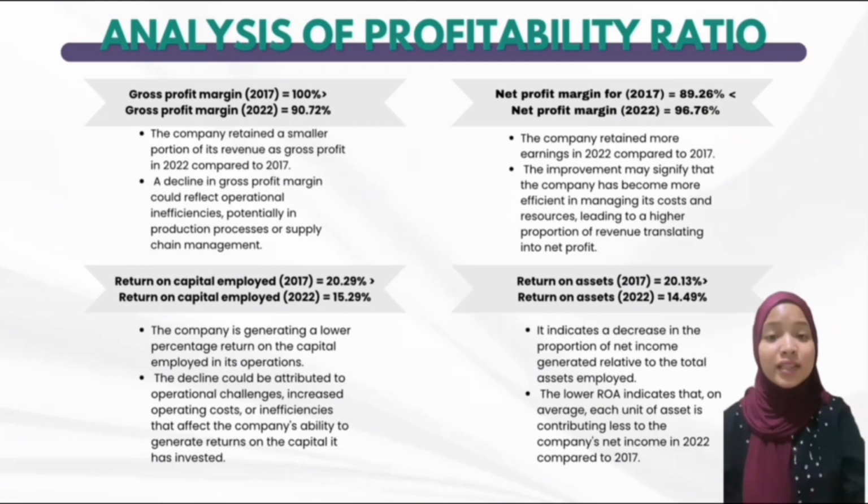Lastly, the change in the return on assets from 20.13% in 2017 to 40.49% in 2022 indicates a decrease in the percentage return generated by the company on its total assets over the 5-year period. The decline from 20.13% to 40.49% suggests a reduction in the efficiency with which the company utilized its total assets to generate profits. It indicates a decrease in the proportion of the net income generated relative to the total assets employed.